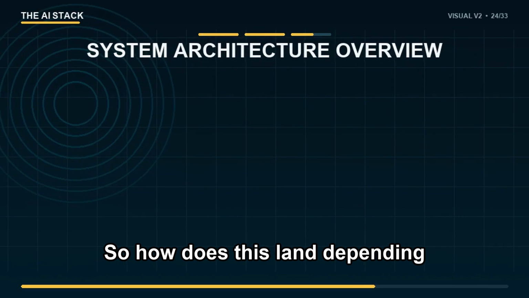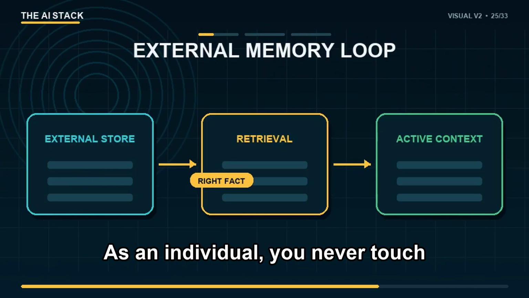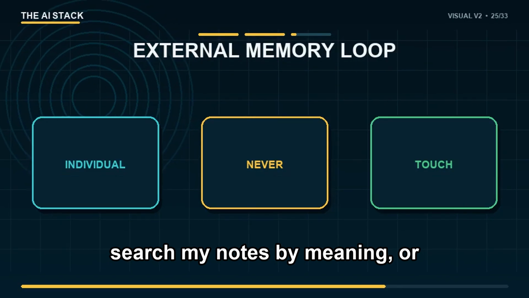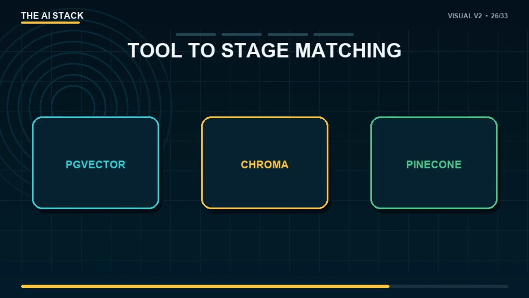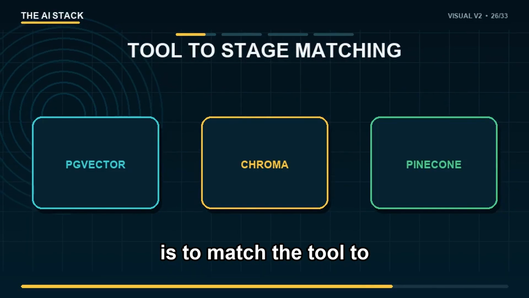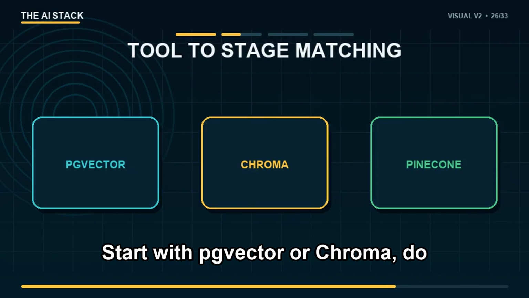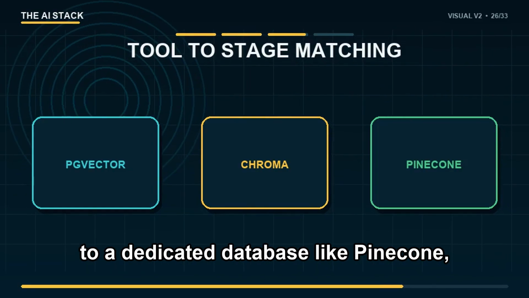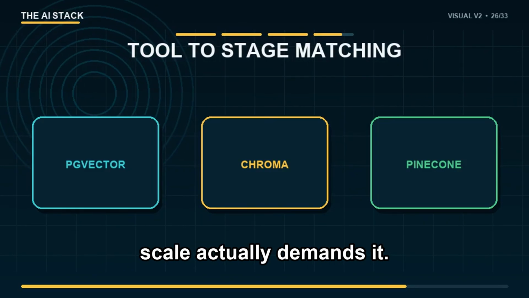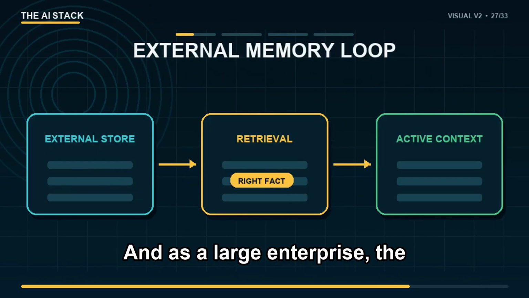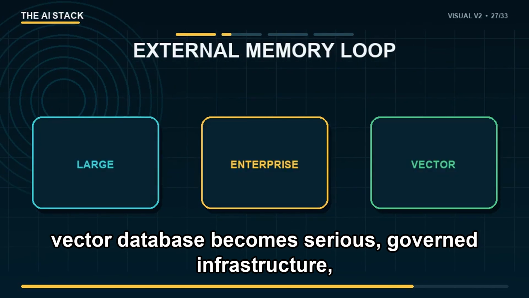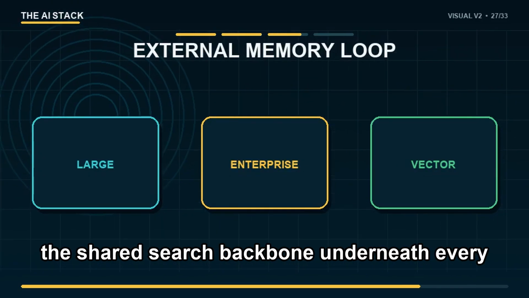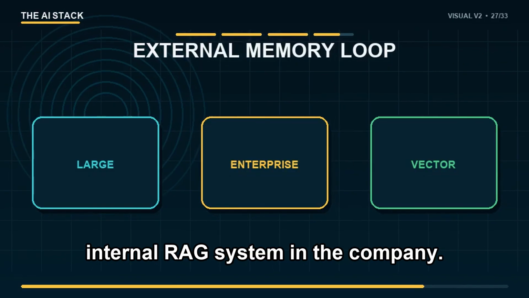So how does this land depending on who you are? As an individual, you never touch a vector database directly, but it is the quiet engine that makes search my notes by meaning or find that photo by description feel instant. As a startup, the smartest move is to match the tool to your stage. Start with pgvector or Chroma. Do not bolt on heavy infrastructure you do not need yet, and graduate to a dedicated database like Pinecone, Qdrant, or Weaviate only when your scale actually demands it. And as a large enterprise, the vector database becomes serious, governed infrastructure, holding billions of vectors with access controls and reliability guarantees, serving as the shared search backbone underneath every internal RAG system in the company.